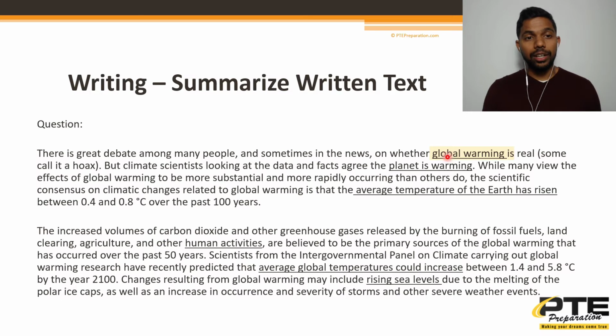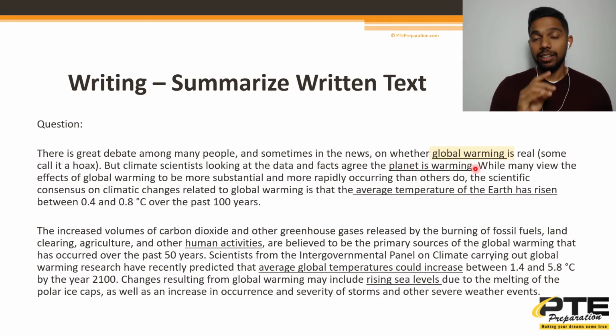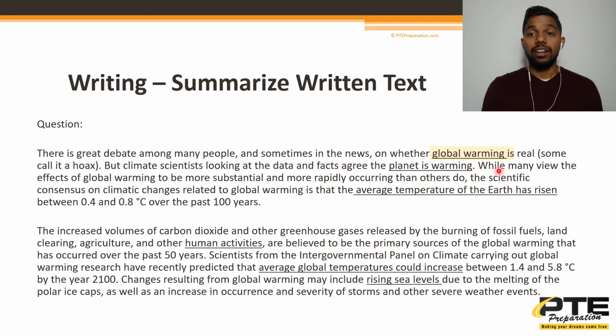So for the first one, I came to the conclusion that the main thing they're talking about, the topic, is global warming. Now in the next one, the scientists looking at the data and facts agree that the planet is warming. So that's a main point, that the planet is warming. So I underline that. Now if you're in the exam, you can just take down a note. While many view the effects of global warming to be more substantial and more rapidly occurring than others do, the scientific consensus on climate change related to global warming is that the average temperature of Earth has risen between this and this over the past 100 years. So in this whole long statement, the most important point that they are trying to convey is that the average temperature of Earth has risen.